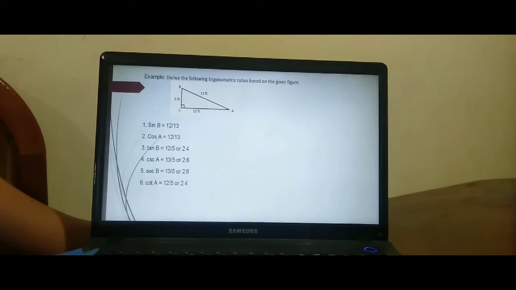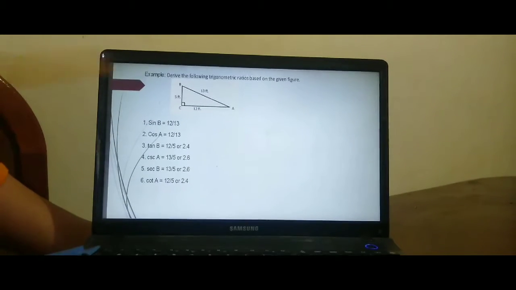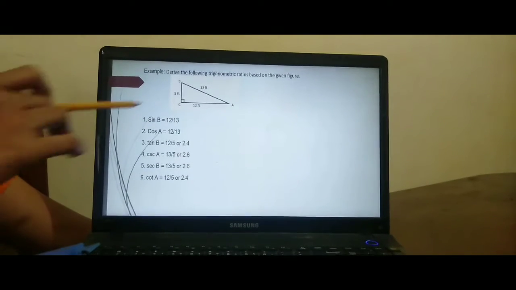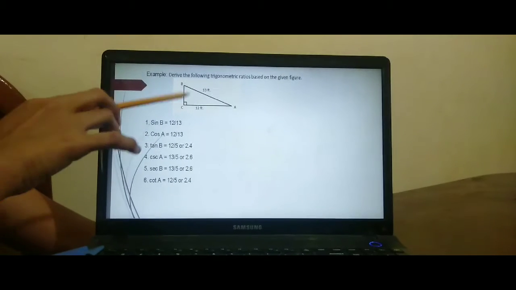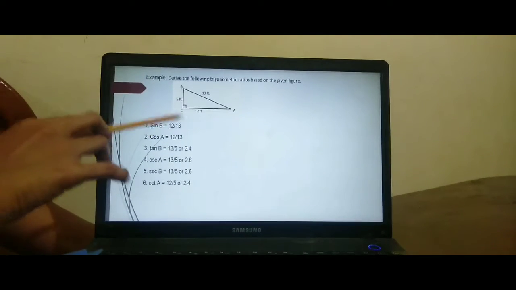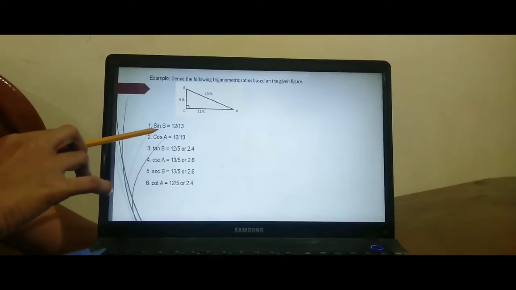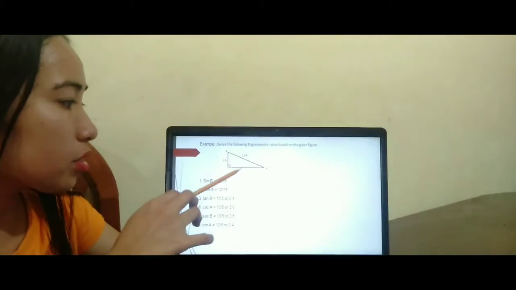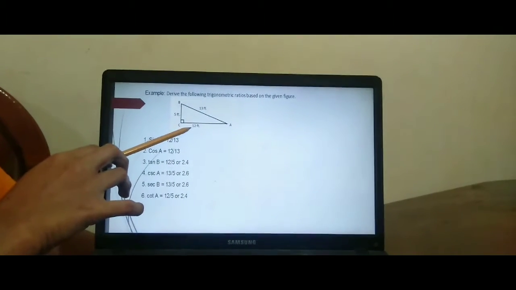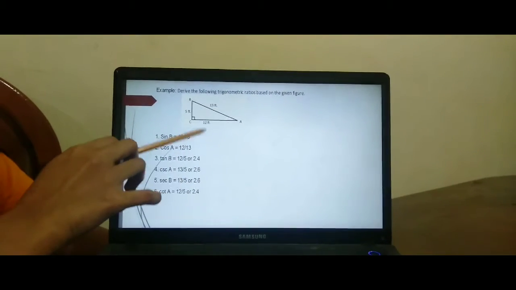Example, derive the following trigonometric ratios based on the figure. So first, we have sine B with respect to B. This is our sine B. So nganong na 12 over 13? Because our sine is equal to opposite over hypotenuse. So opposite of B is 12, and then ang iyang hypotenuse is 13. So that is 12 over 13.